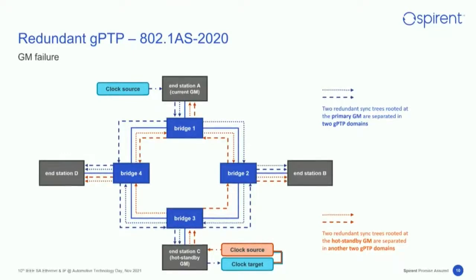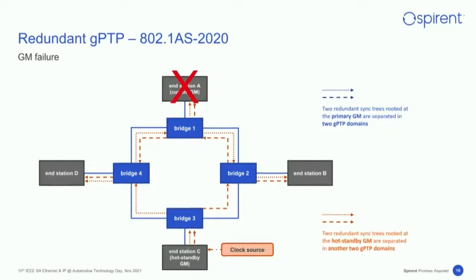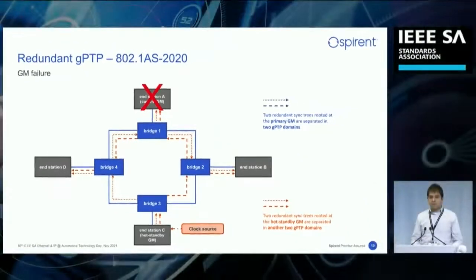Now let's see what happens if the GM fails, if the grandmaster, the end station A, experiences a problem and goes down. Again, we see that the devices in the network still have full redundancy, at least 2 different paths of receiving the time information.